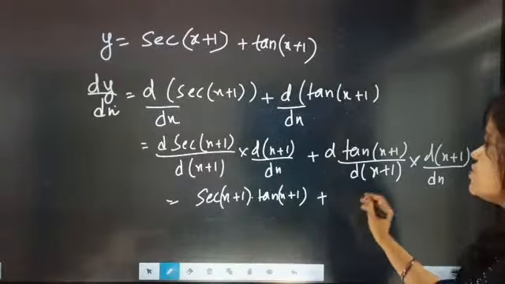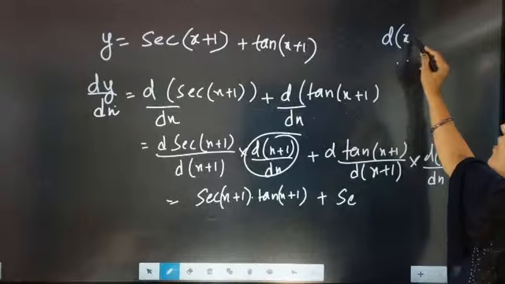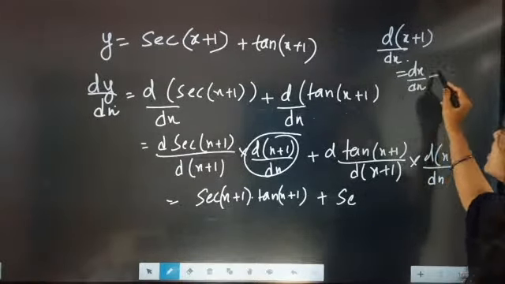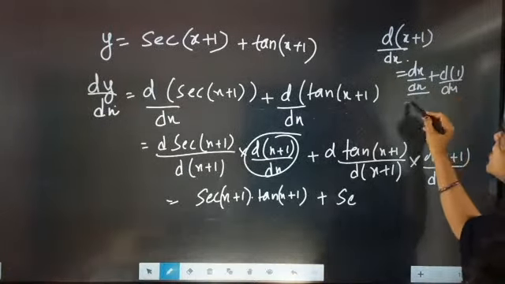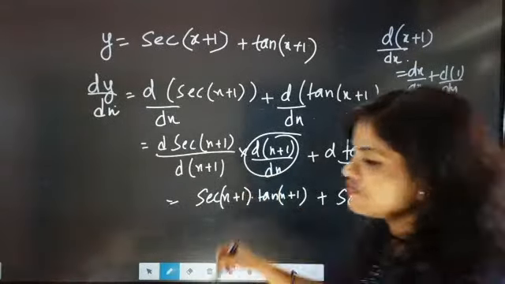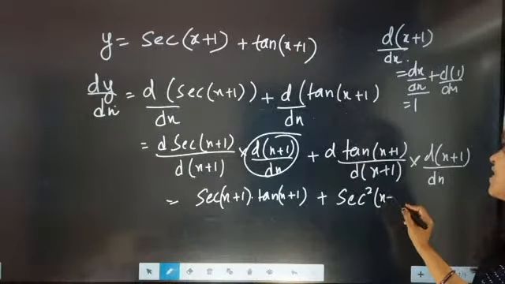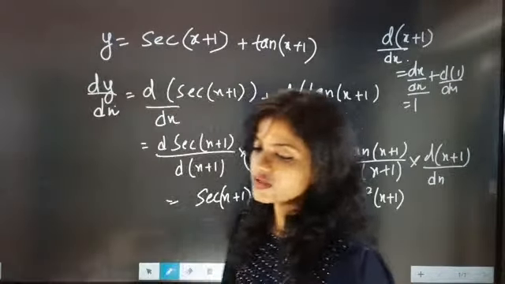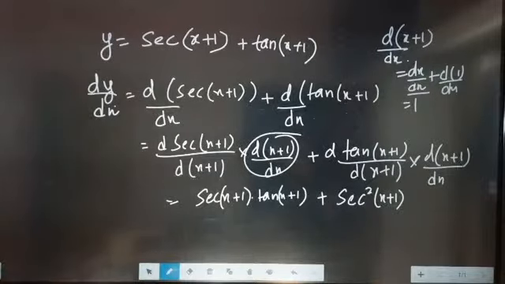Now the tan x part will come as the differentiation of tan x, which is secant square, and the differentiation of x plus 1 with respect to x is dx by dx plus d of 1 by dx. The differentiation of x is 1 and that of 1 is 0, so 1 multiplied by this factor remains 1. So it will become secant square of x plus 1.